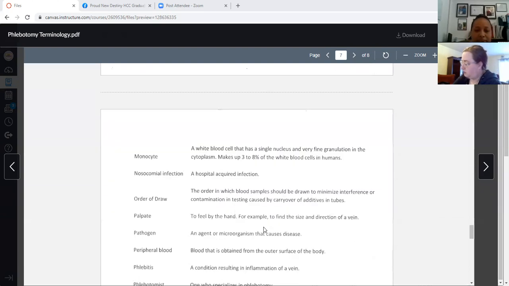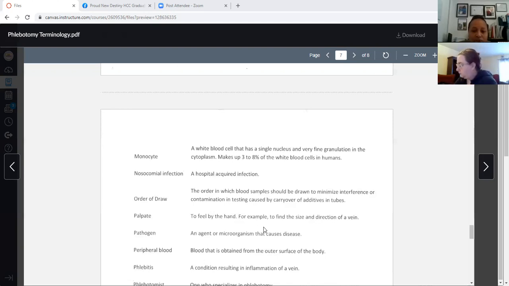Monocyte is a white blood cell that has a single nucleus and very fine granulation in the cytoplasm. It makes up 3 to 8% of white blood cells in humans. Nosocomial infection, you want to highlight that because you don't want to forget that one. You'll be seeing that again. It's a hospital-acquired infection, an infection that you acquired from the hospital or healthcare facility.